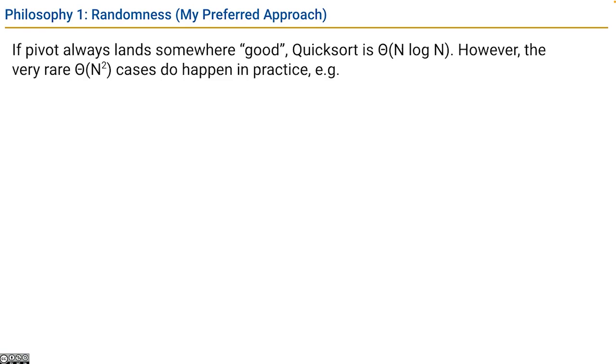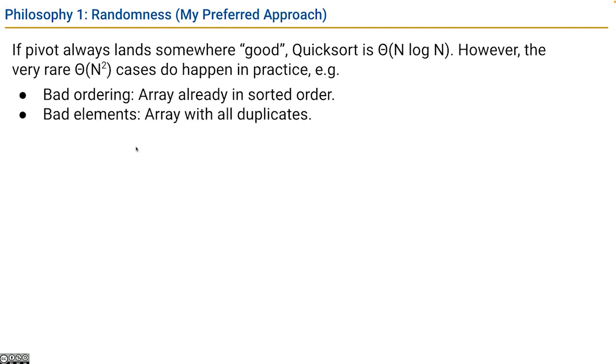The idea is that if the pivot always lands somewhere good, then Quicksort will be n log n, but there are these rare n squared cases. So for example, if someone gives me an array that's already in sorted order or in reverse order, or the arrays are all duplicates, the Quicksort we described in the previous lecture will have problems. As we saw, the pivot will always end up in the same place.